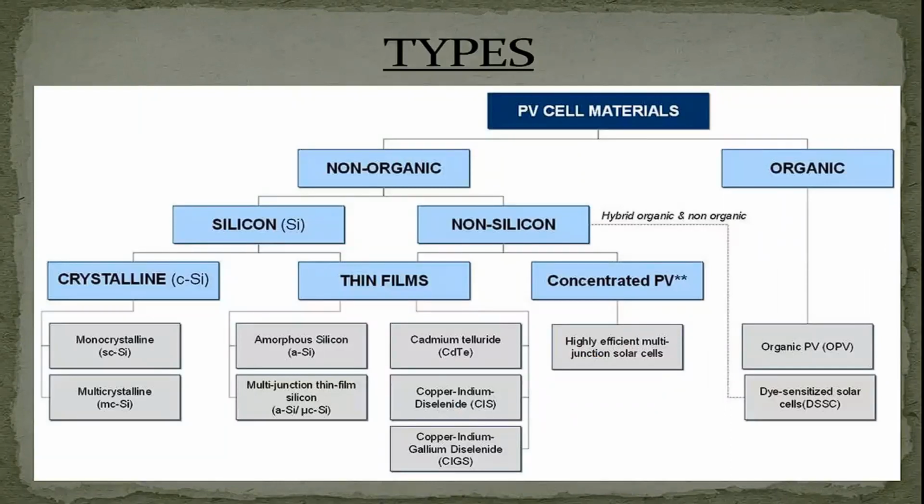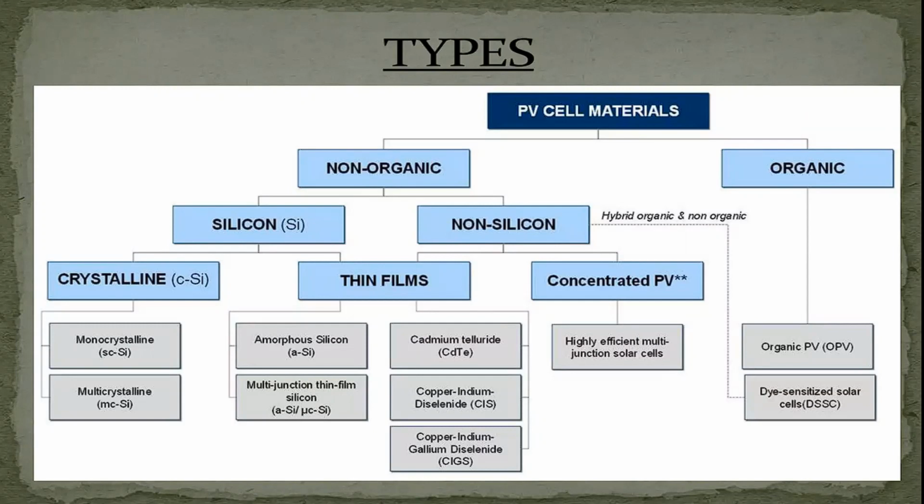Photovoltaic cell materials are of two types, that is inorganic and organic. Inorganic is divided into two more types, that is silicon and non-silicon. These consist of three types, that is crystalline, thin films, and concentrated photovoltaic cells. Crystalline consists of monocrystalline silicon, known as SCSI, and multicrystalline silicon, known as MC.